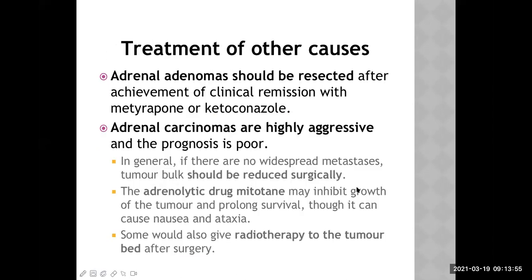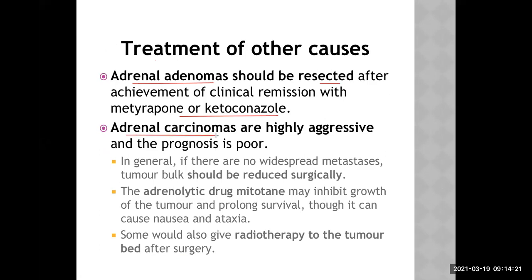Let's move on. Now, so what are the other types of treatment? Because there are so many causes of Cushing syndrome. So adrenal adenoma should be resected after achievement of clinical remission with metirapone or ketoconazole. These are the drugs which decrease the synthesis of cortisol. After that, we can remove the tumor.